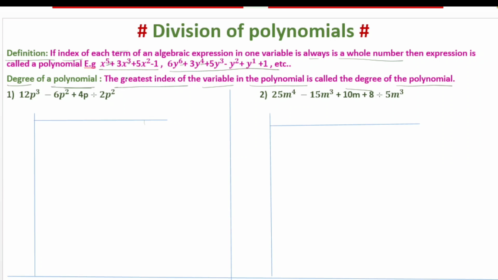The highest degree is 6. So the highest power, the highest index, is called the degree of the polynomial. Understood? This is called the degree of the polynomial.